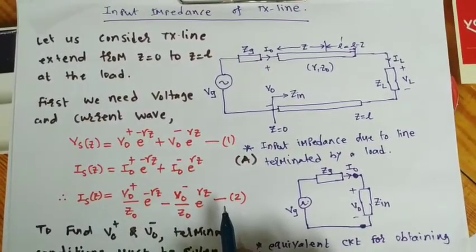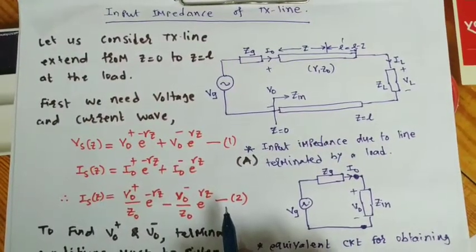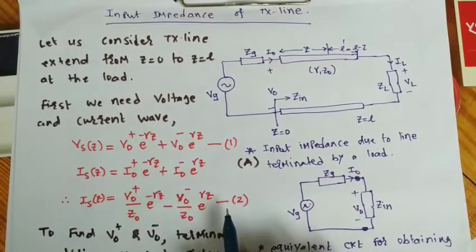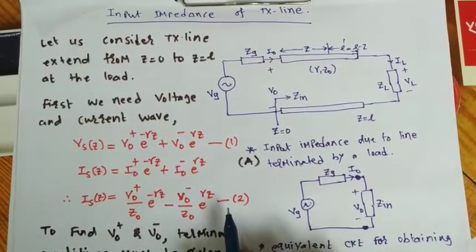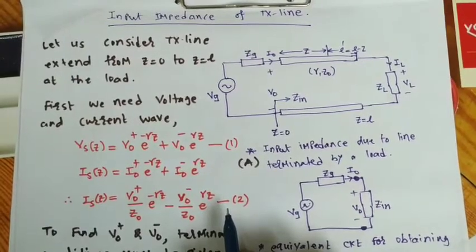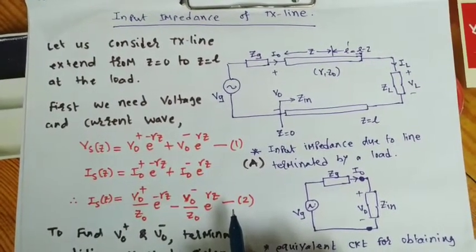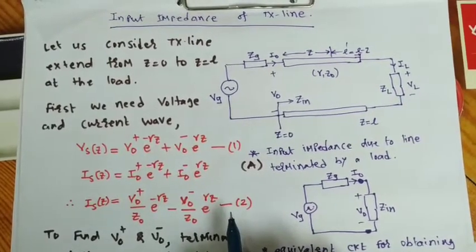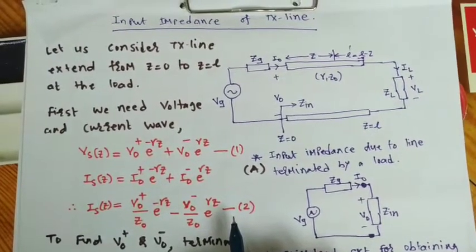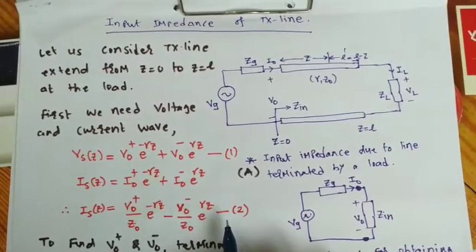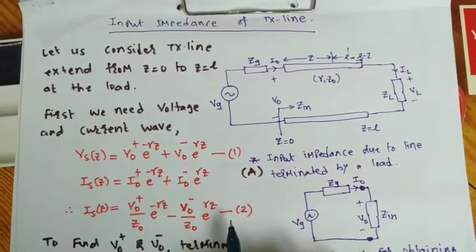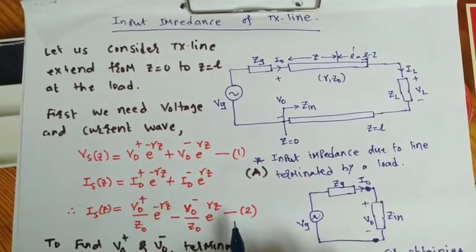Welcome back, students. In our previous class, we have seen some of the important parameters of the transmission line. We have also seen the two types of transmission line, the lossless line and the distortionless line. Let us now see the next point today, which is the input impedance of a transmission line.